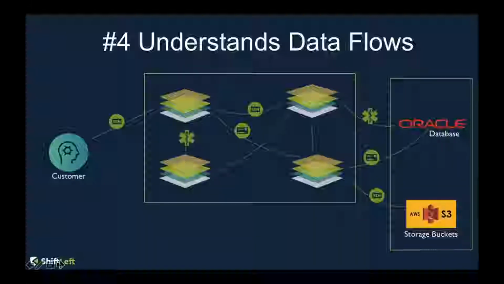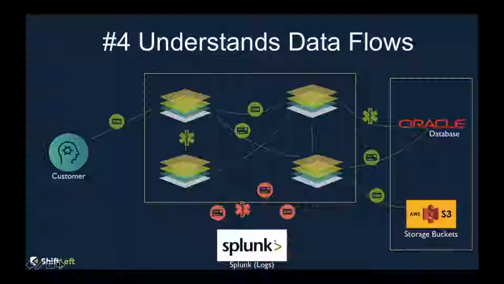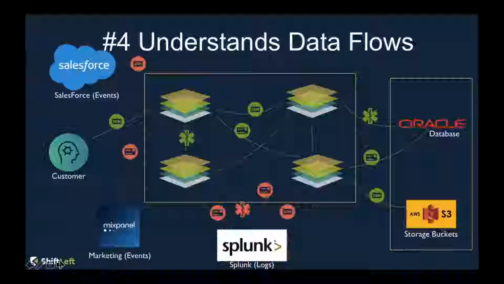You have a customer who's sending a social security number to a microservice in your organization, which is part of a mesh of microservices. These microservices are talking to databases and persistent storage buckets. Now you add a third-party integration with Splunk because your developers need more visibility to triage. You add other integrations with Salesforce and marketing.